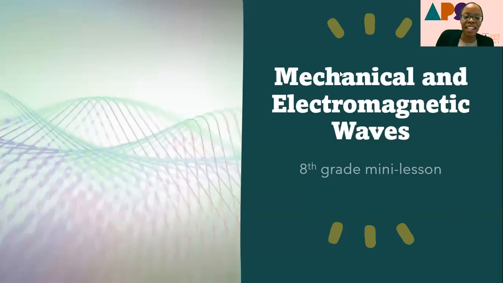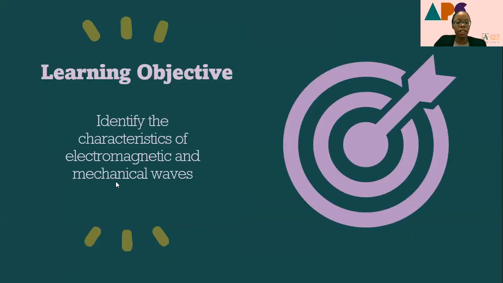All right, welcome back, guys, for another mini lesson. This mini lesson today is going to be geared towards my 8th graders. We're going to take a look at mechanical and electromagnetic waves. So our learning objective for today, we are going to identify the characteristics of electromagnetic and mechanical waves.